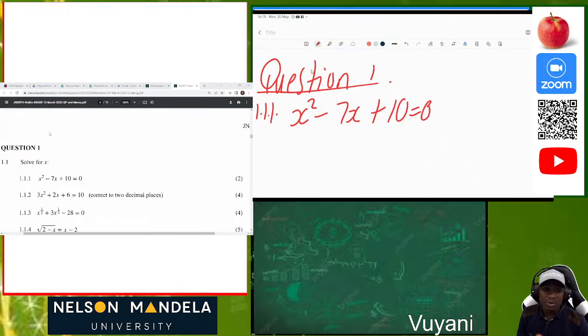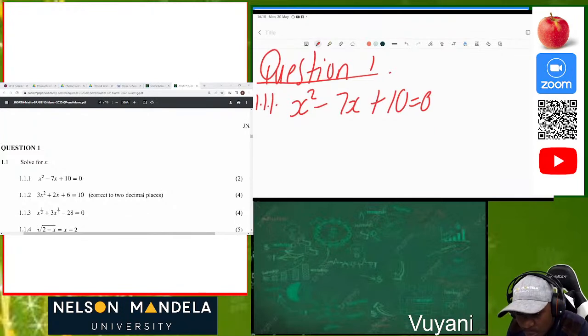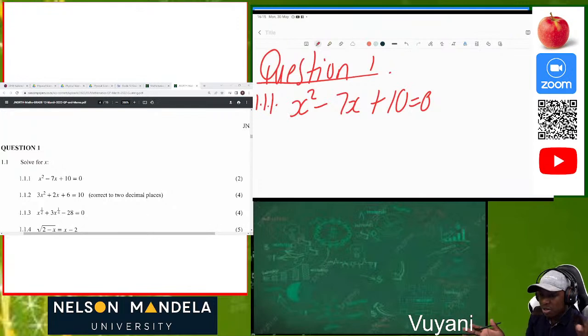Given this question, what is essential to understand is that when solving for x, if you don't know how to find factors, don't worry yourself, use the quadratic formula. Don't even try to find factors now. You no longer have time, you're left with 5 days only. Use the quadratic formula, the same answer will be given out. So the aim is to pass. So in this instance, let's use the quadratic formula.